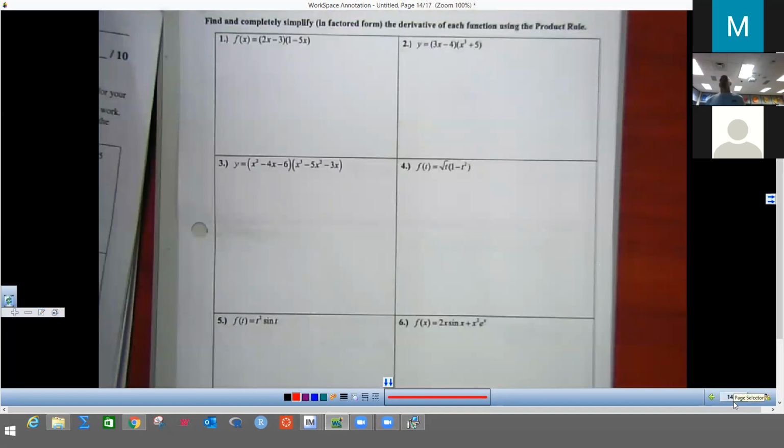This is 2.8, product rule first. Does anybody have any of these they want me to do on 2.8 on the front page?